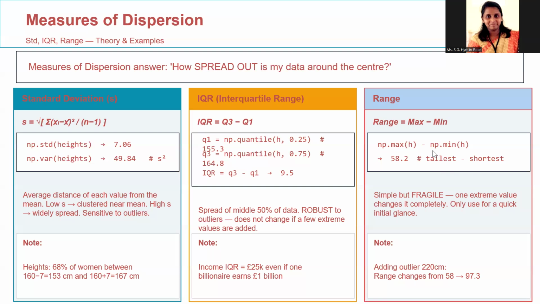Next is range. That is nothing but the maximum minus minimum, the simplest measure of spread we can say. It is actually very fragile. One single extreme outlier completely changes the range, because in the previous example, if you have a value of 200, that will be huge compared to the other values, so it will deviate your answers. np.max of height minus np.min of height will give your range.